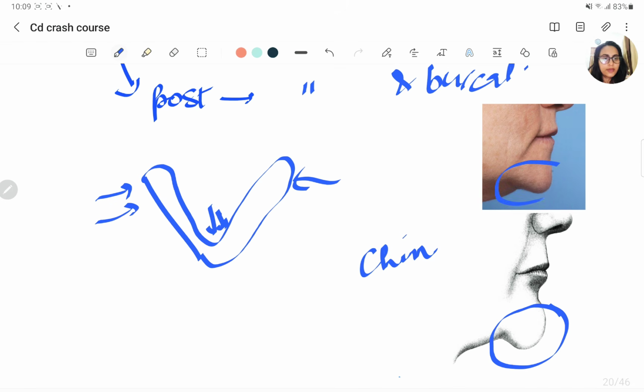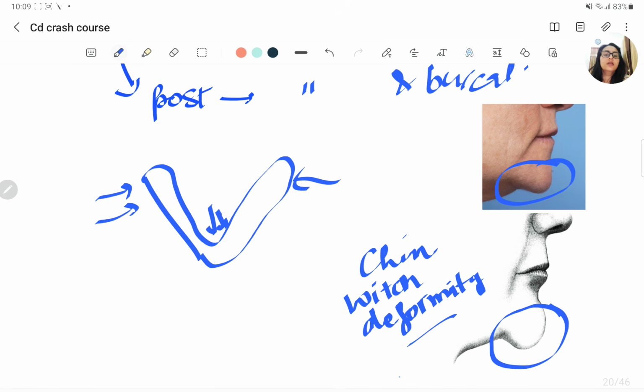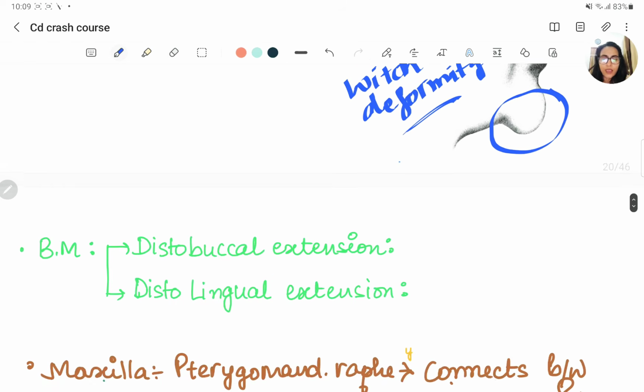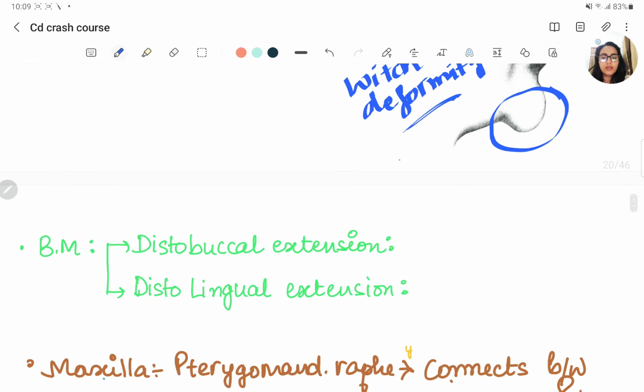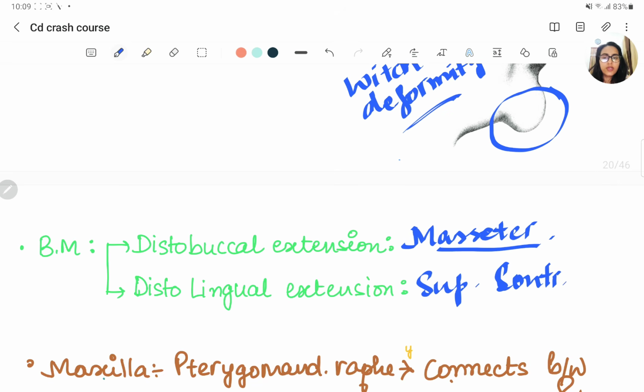This particular deformity is a chin wish deformity, and that is because of a post-operative complication when a mucoperiosteal flap is raised in the symphyseal area. So during the border molding, the distobuccal extension is recorded via the masseter muscle. Distolingual extension is via the superior constrictor muscle. So they ask you this kind of question: distobuccal extension is via which muscle? Distobuccal extension is via the masseter muscle.